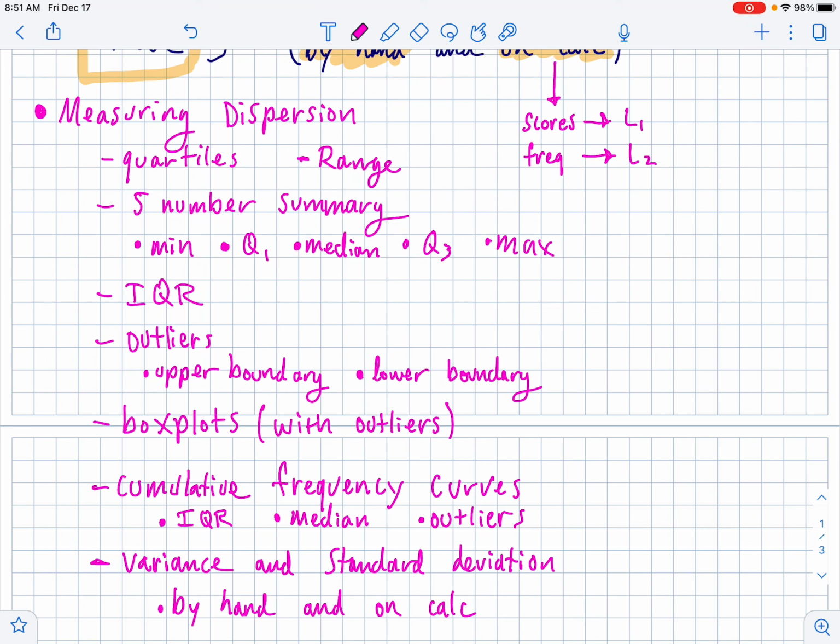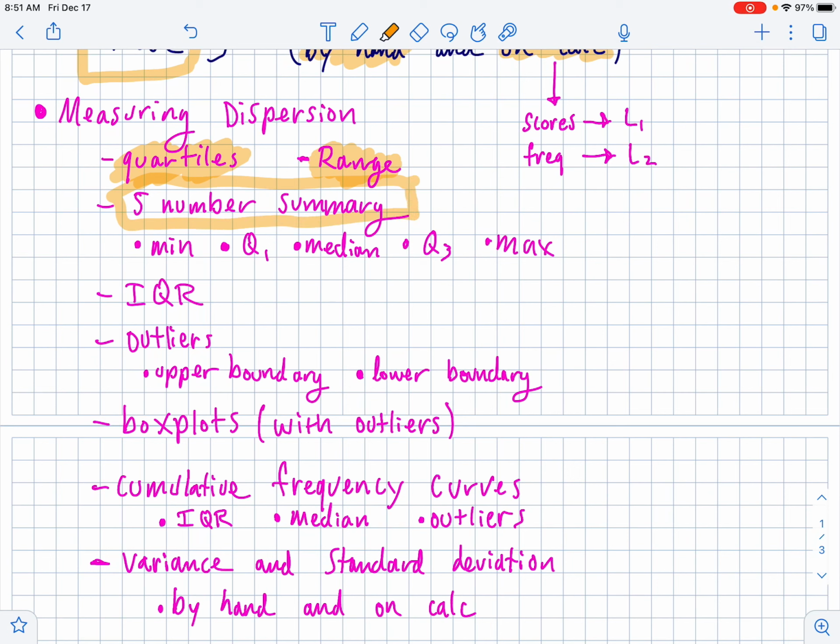Measuring dispersion is kind of the last topic in this unit. Know how to find quartiles. Remember, quartiles split the data up into 25% chunks. We might ask you about the range. That's just from the bottom to the top. It's the distance, the max minus the min.